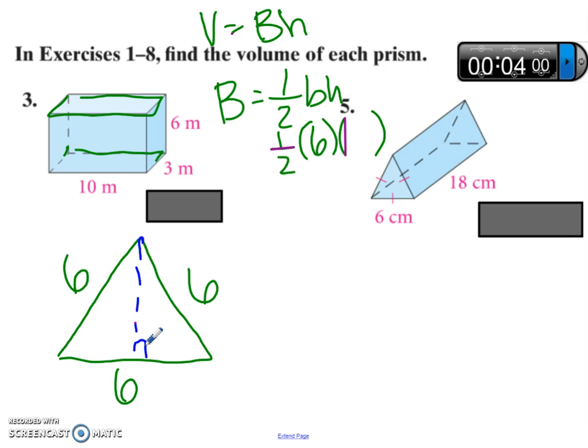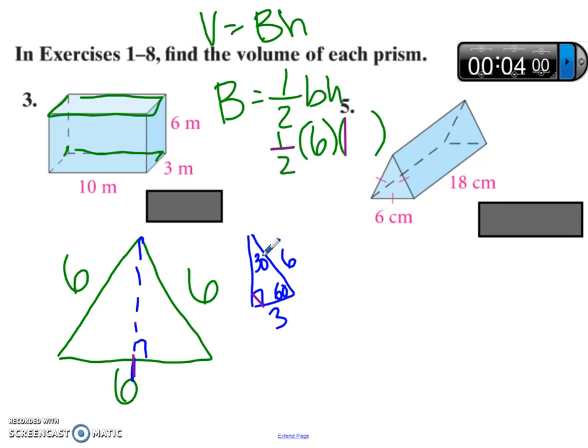So basically, we're going to split this into two right triangles where the hypotenuse is 6 and this is 3, because we're taking half of the base. This is my right angle. Remember, since this is a 60, 60, 60 triangle, this angle is 60. This one at the top is 30. So we have one of our special right triangle rules.